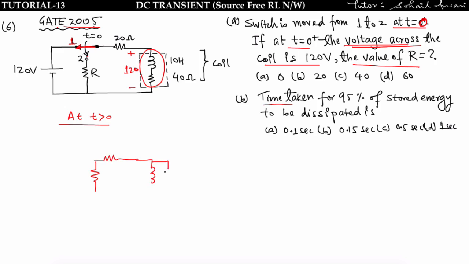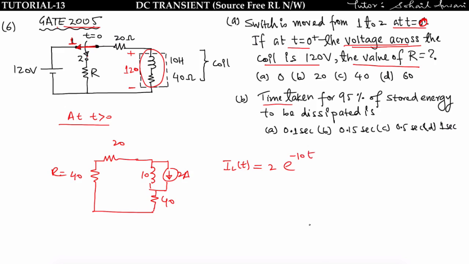The inductor can be replaced by its equivalent circuit. For t greater than 0, the equivalent circuit will be like this, with R having a value of 40 ohm. Now find iL of t. iL of t is equal to I naught, where I naught is 2 ampere, times e to the power minus t upon tau. Tau is L equivalent upon R equivalent. L is 10 Henry and R is 100, so overall L upon R gives e to the power minus 10t.